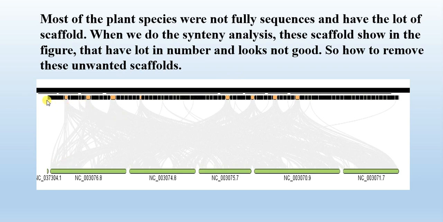Like in this picture, the genome of this plant species has a lot of scaffolds that are shown in the black region, while the chromosomes are shown in the brown region. So we need to delete these scaffolds to make this figure more beautiful, because the presence of these scaffolds makes this figure a little bit not good. So how to remove these scaffolds from this picture to make it more clear? In this video we will try to answer these queries and solve these problems. So let's start.